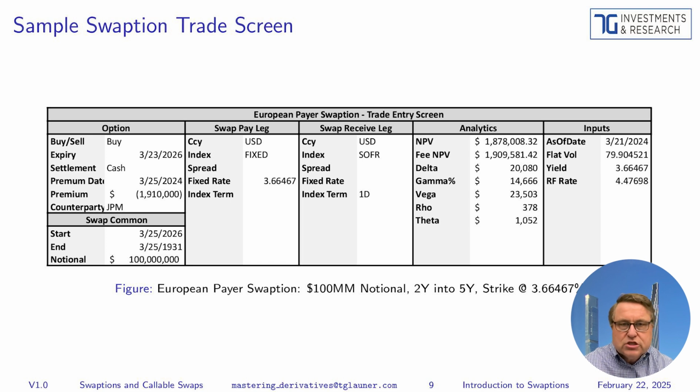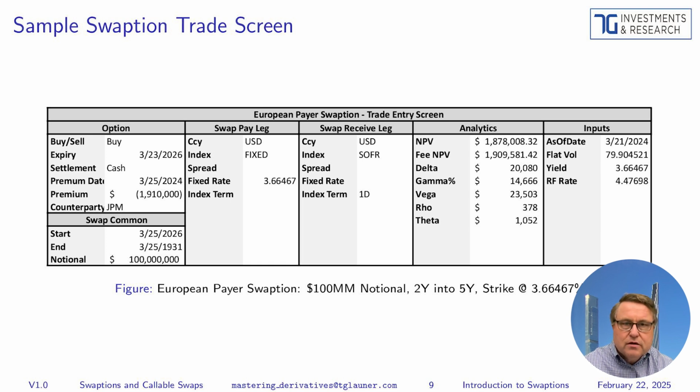However, this one is cash settled. The premium is $1.9 million, which I need to pay to JP Morgan. We'll discuss the premium in more detail shortly. The underlying swap starts 2 days after the expiry and lasts for 5 years, ending on March 25, 2031. The notional amount of the swap is $100 million.